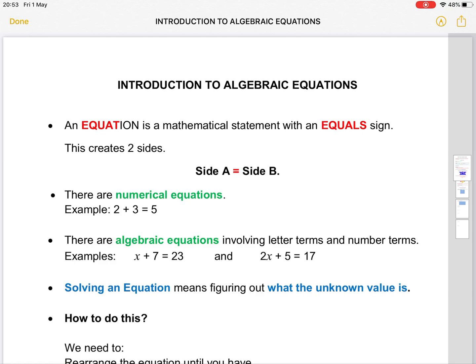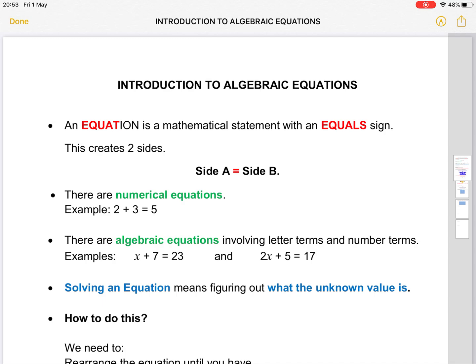The word equation is similar to the word equate. So to remember it, the word equation itself indicates that an equation should have an equal sign, okay? Now, boys, there are two types of equations. There are numerical equations.